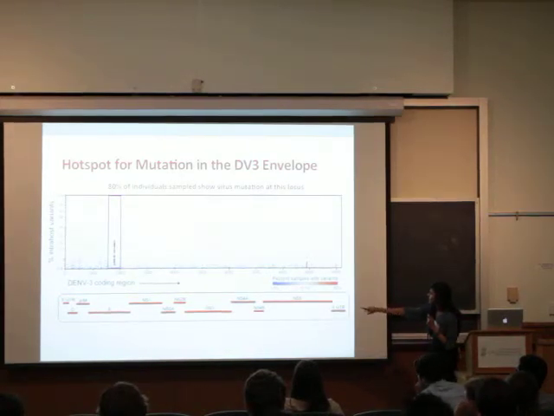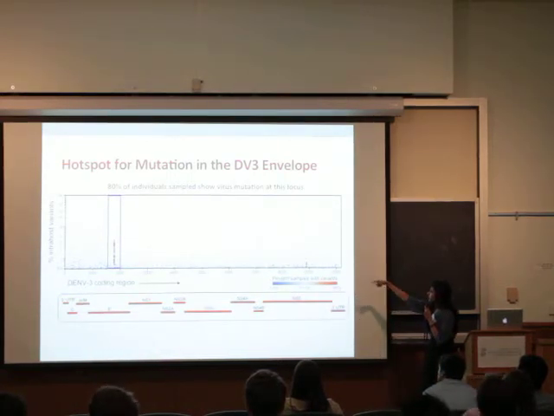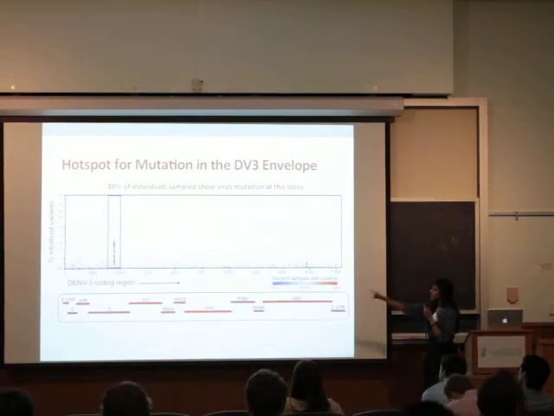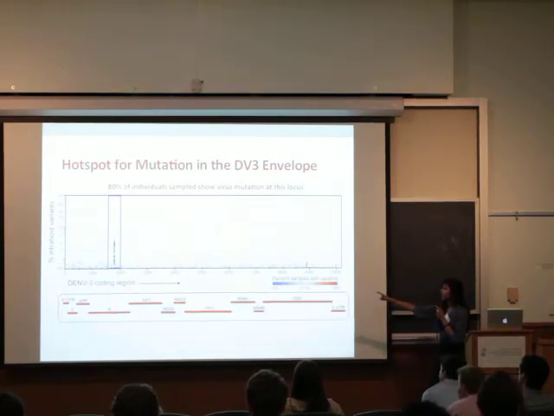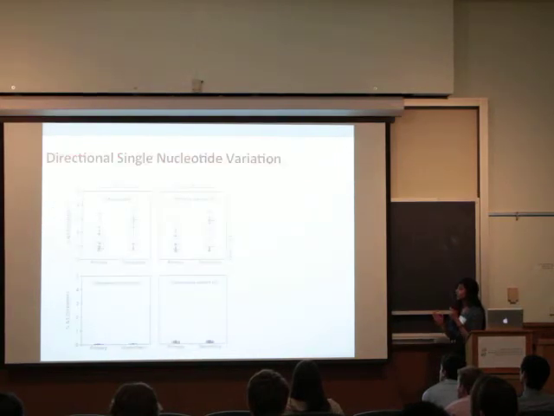Okay, so this plot shows, along the x-axis, the different loci, the different nucleotides across the viral genome, and the viral genome is 10,000 nucleotides long. So each of the points along the x-axis is a particular locus in the viral genome. And the red dots correspond to the loci where we found 80% of the individual samples showing higher viral mutation at this particular locus. So that's kind of significant.